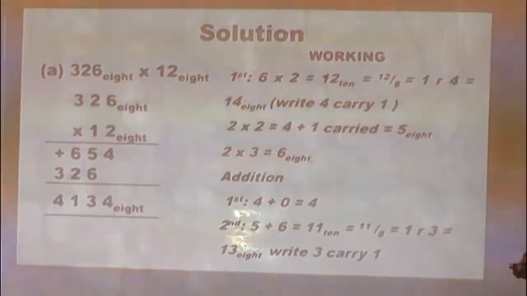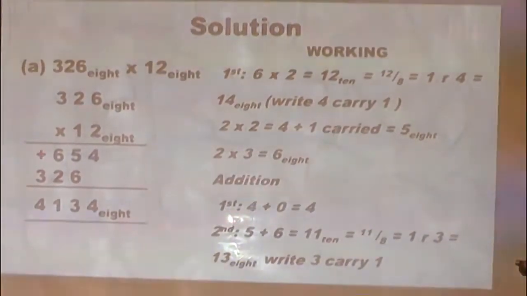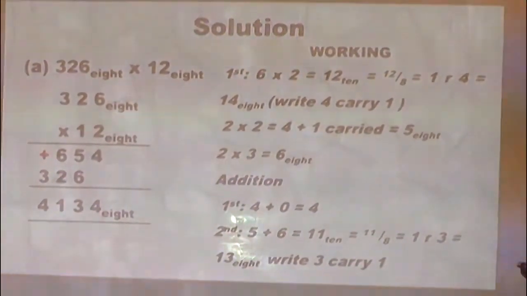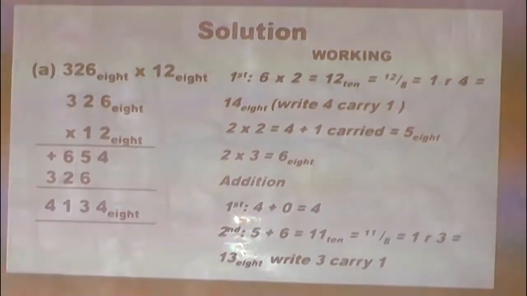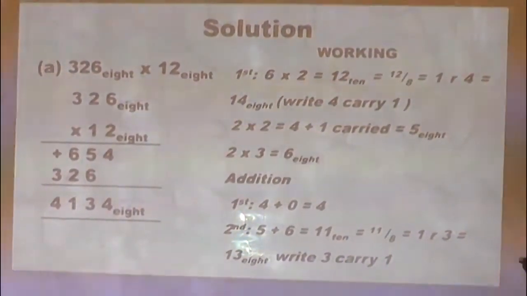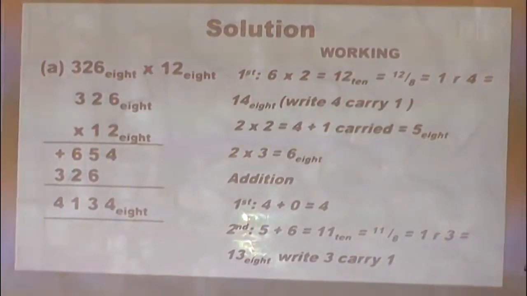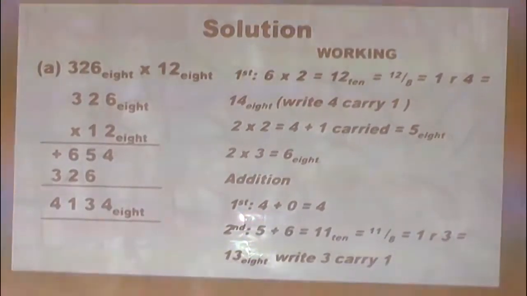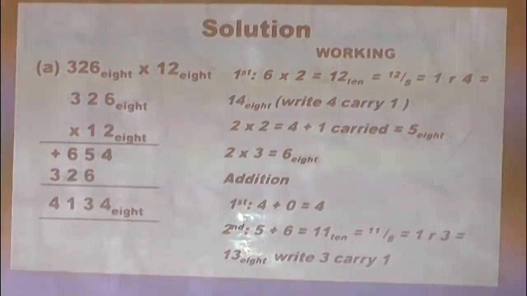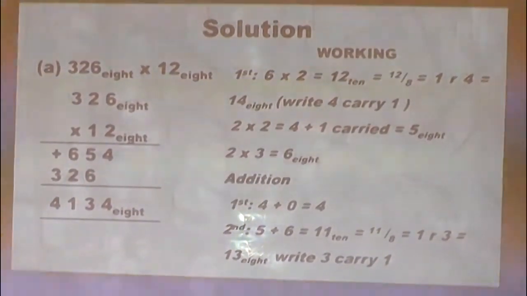So lastly, we have 3 here. There will be a 0 here, which is more like a placeholder. So 0 plus 2 will give 3, plus the one we carried from this very place. Plus the one we carried, we will have 4. So here, 36 base 8 multiplied by 12 base 8 will give 4134 base 8.